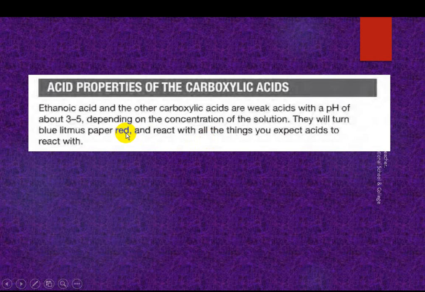Now, properties of carboxylic acid. What will be the pH of the acid? This is a weak acid, so the pH is 3 to 5. What will be the effect on litmus paper?